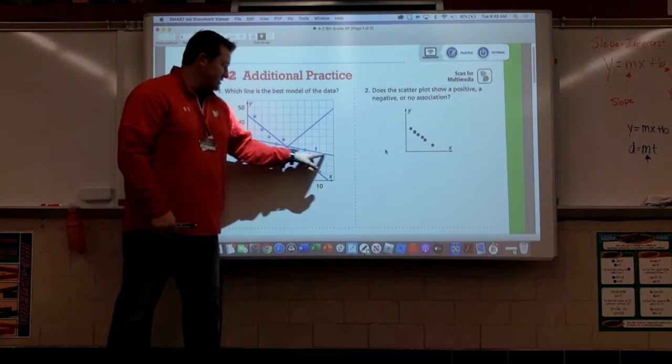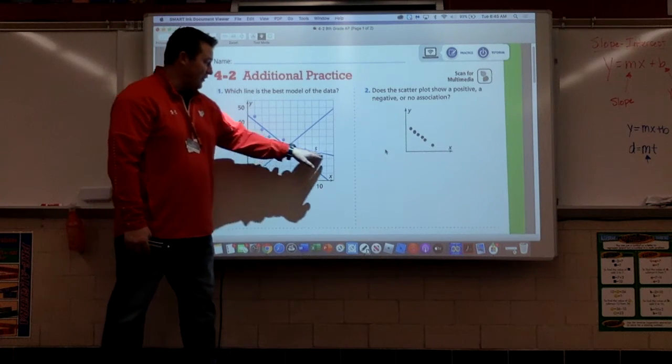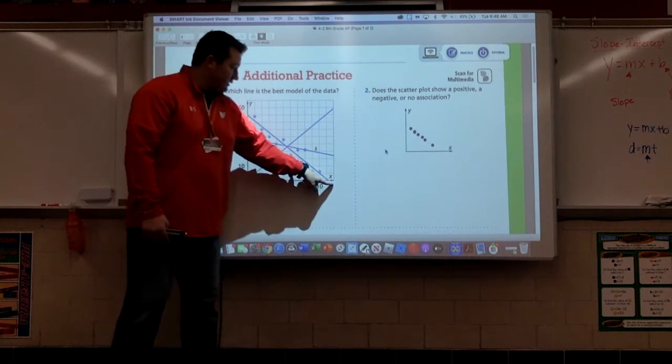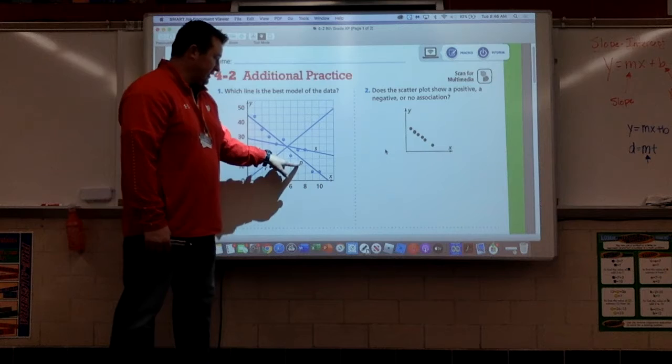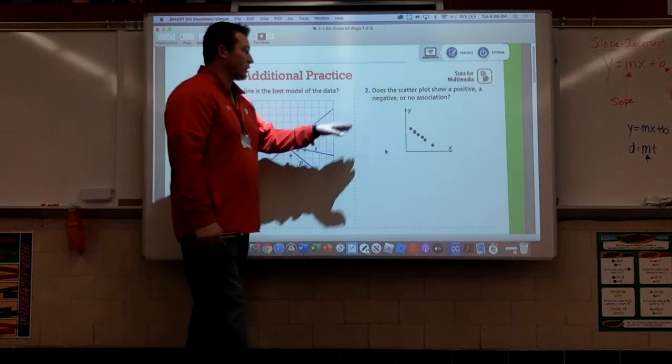So while line S is going in the direction of the dots, it's not that great because it doesn't fit very well. Line R, completely wrong. Yes, we would like this line right here. I believe they're calling this line P. If you chose that one, good work.